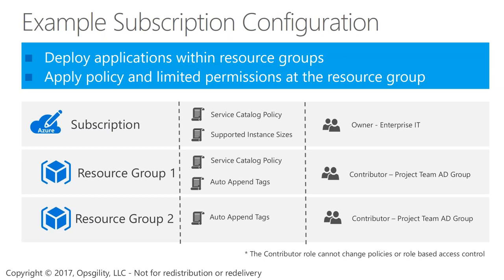This slide is showing an example of using policies and RBAC. You can see at the subscription level we've set up a service catalog policy. So we're defining what services can be deployed as well as supported instances and sizes, and there's only really one group at that level, and that's the enterprise IT owners. Then at each resource group level we might be applying different policies, and there are different RBAC owners or contributors set.